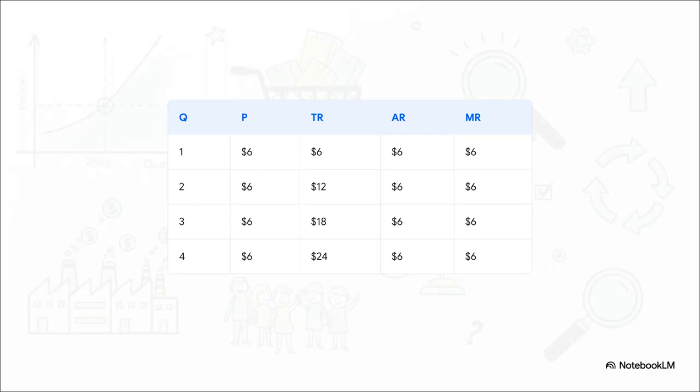Okay, this table is super important, so let's really dig in. Look at that price column. It is stuck at $6. It doesn't matter if the farm sells 1 gallon or 8 gallons, the price is $6. That's the price taker rule in action.